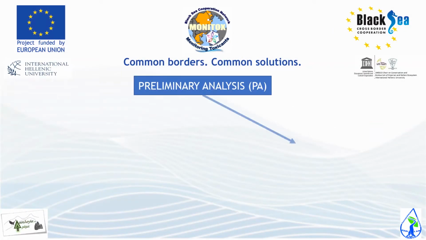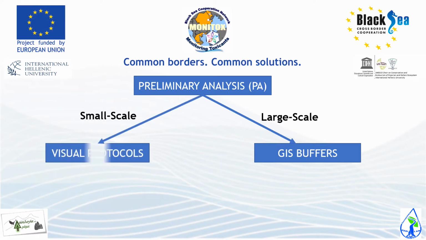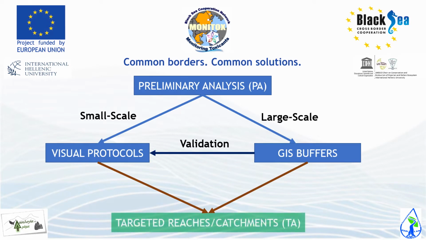So let's start with the preliminary analysis methods. We have the large-scale methods that are based on GIS, and specifically a GIS function, the buffer, so we can look at riparian areas at very large scales. And then we have these that are at a smaller scale, for example, a reach. And in this case, we have used visual protocols. Typically, we use the visual protocols to validate the data we have based on GIS. And after that, using both of these, you can find, for example, reaches or catchments where we can implement targeted approaches.